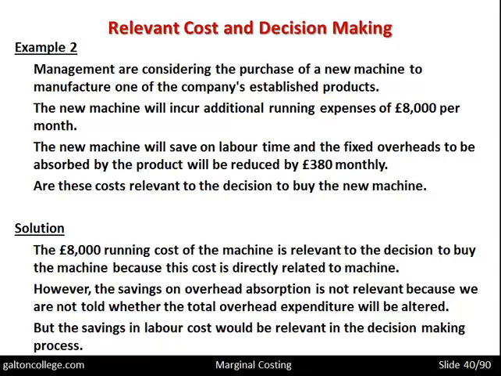The new machine will save labour time, and the fixed overheads to be absorbed by the product will be reduced by £380 a month. So the labour element, now that is important because labour goes with the machine. The machine needs workers to work with the machine, to perhaps feed the material into the machine, to maintain the machine, to ensure that it's properly tooled up to do the job.